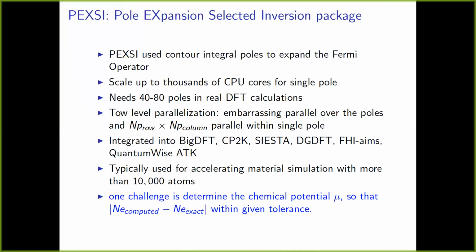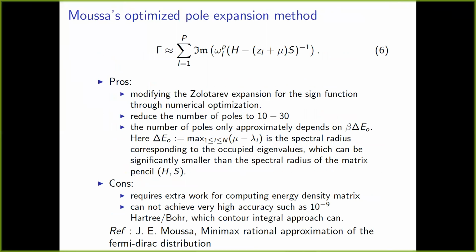One challenge in the current PEXSI evaluation is that we need to determine the chemical potential, because the FOE method doesn't calculate the eigenvalues of a system, so we cannot get the chemical potential directly from counting the eigenvalues. So we need another way of getting the correct chemical potential.